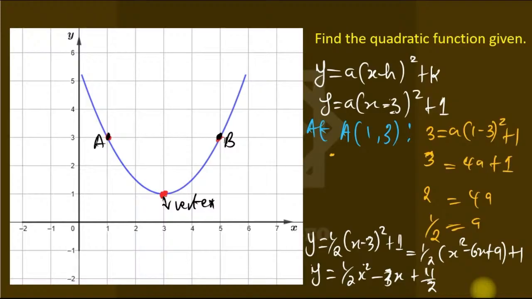It depends on the option, whether it is this or this. So we now know how to identify that whenever you are asked to find a quadratic function. You either use the vertex or use the x-intercept. Not coordinate, intercept. Now let us look at the quadratic equation.